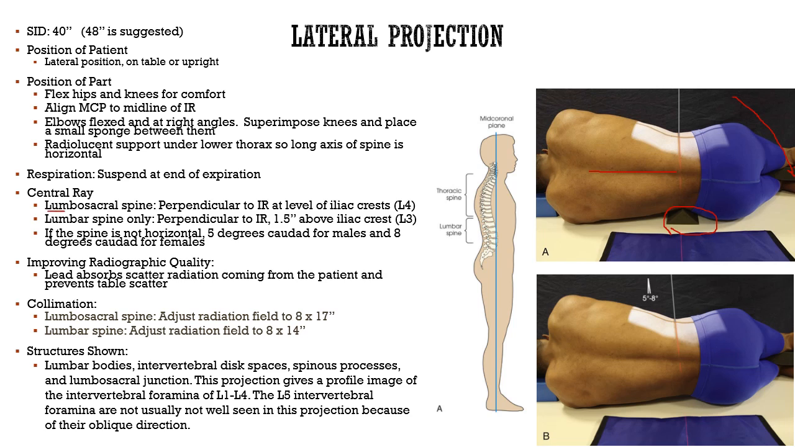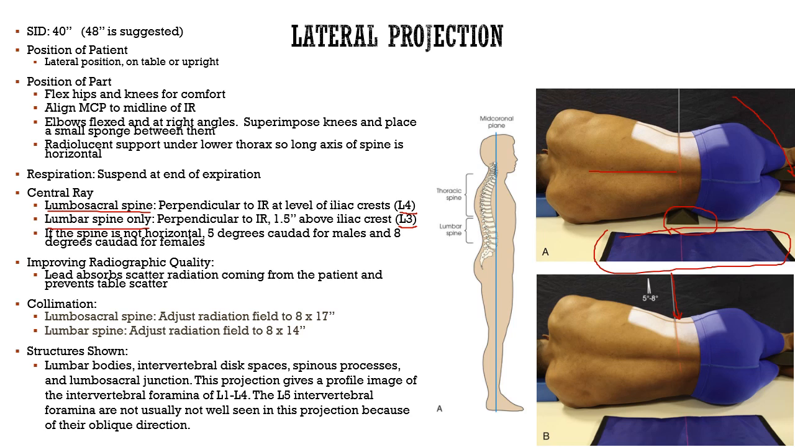For the lumbar sacral spine, we're going to perform the perpendicular to the image receptor at the level of L4, which is the iliac crest. And for the lumbar spine only, we're going to be perpendicular to the image receptor 1.5 inches above the iliac crest at the level of L3. If the spine is not horizontal, we're going to go with a direction of the central ray caudad. It'll be 5 degrees for males and 8 degrees for females because females have larger hips. We're going to also include that lead behind the patient so we can absorb scatter radiation coming from the patient.